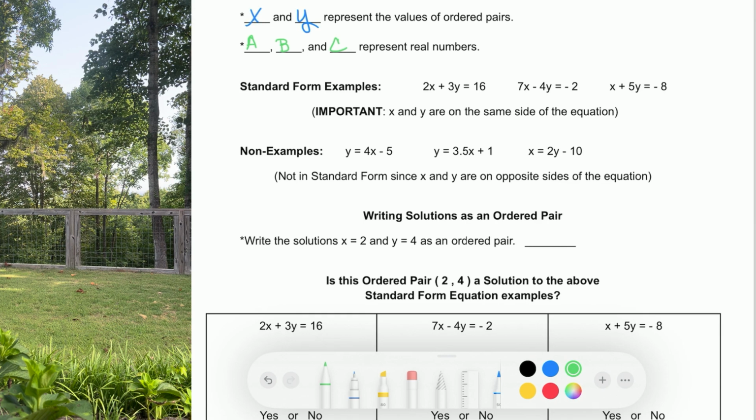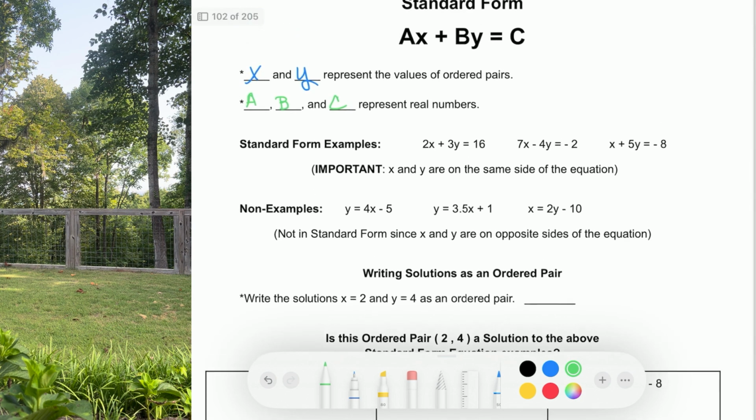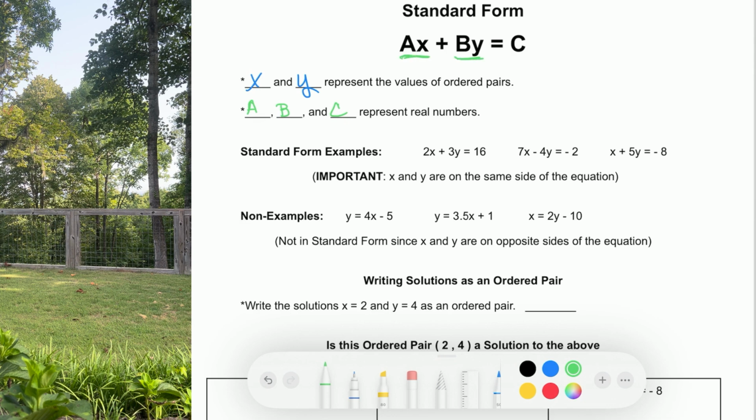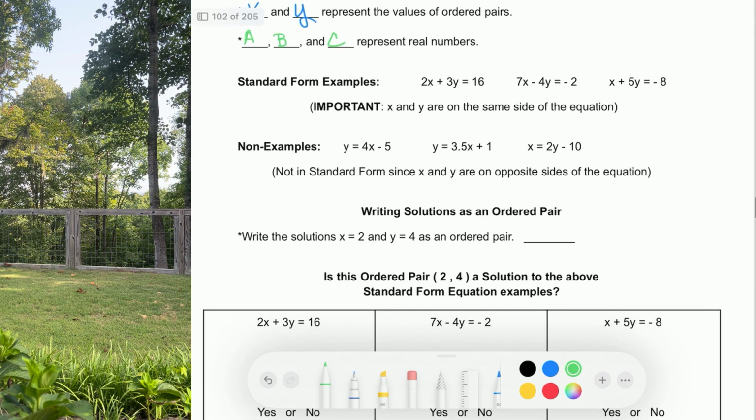Standard form examples. We have 2x plus 3y equals 16. Important, the x and the y are on the same side of the equation. So notice that in our standard form, the x and the y are both on the left-hand side. They're together, basically. That's important. That's what dictates that it's standard form. So we have 2x and we have 3y here. They're on the same side. Our next example has 7x minus 4y equals negative 2. So again, they're on the same side, so it is standard. Our next one has x plus 5y equals negative 8. They're together, so that's standard.